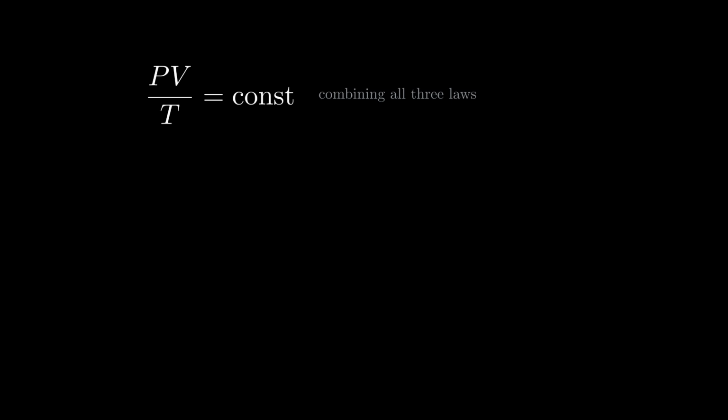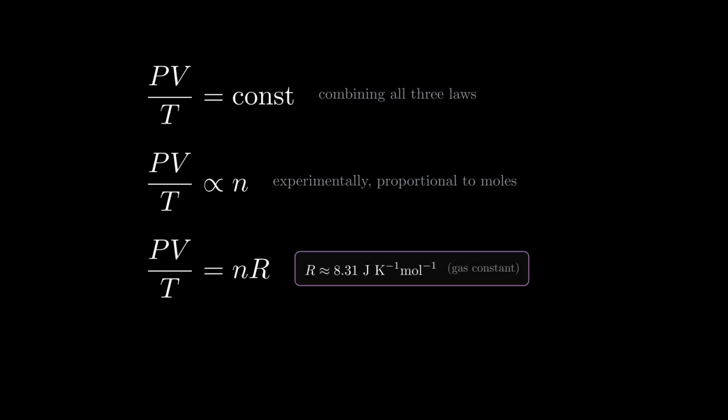Experimentally, it can be proven that this quantity is proportional to the number of moles n. If this is measured for different quantities, it can be proven that the constant of proportionality is the gas constant, R, which has a numerical value of approximately 8.31 joules per Kelvin per mole. Hence, we derive that PV equals nRT.